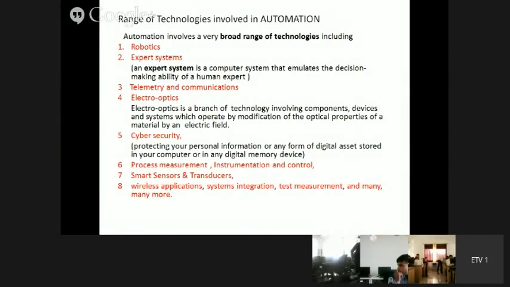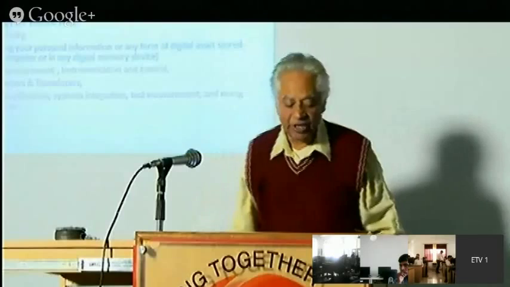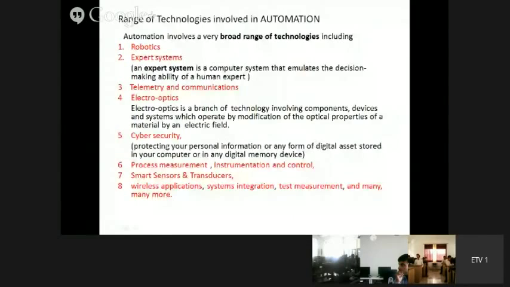Then a range of technologies is involved in automation. There is a versatile range of all sorts. To name a few, automation involves a very broad range of technology, including, number one, robotics and expert systems. You know what an expert system is? An expert system is a computer system that emulates the decision-making ability of a human. It emulates a human being, so it is known as an expert system. Then telemetry and communications, electro-optics and cyber security, process measurement, instrumentation and control, smart sensors and transducers, wireless applications, systems integration, test measurements, and many, many more. This is how you can show the range of technologies involved in automation.